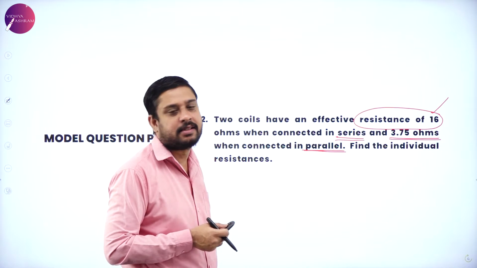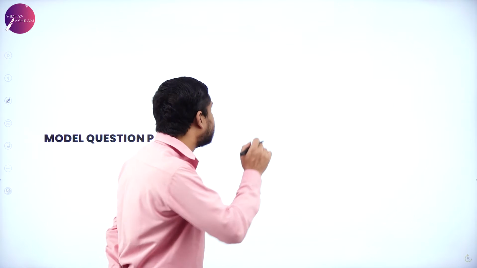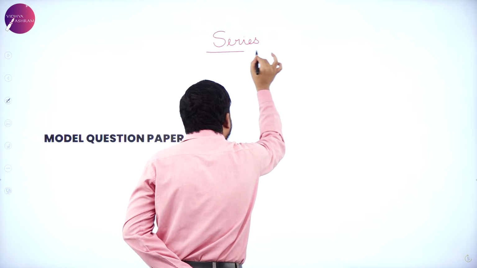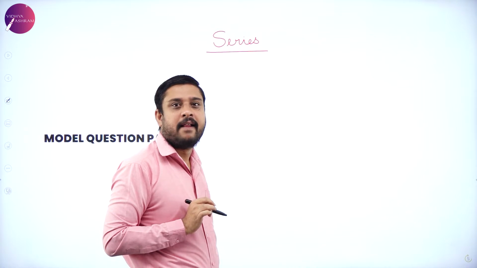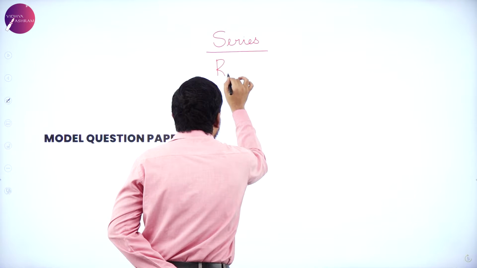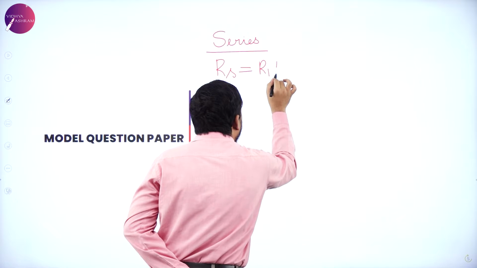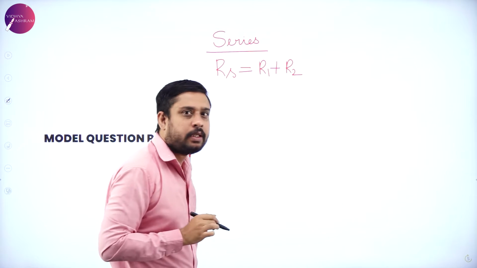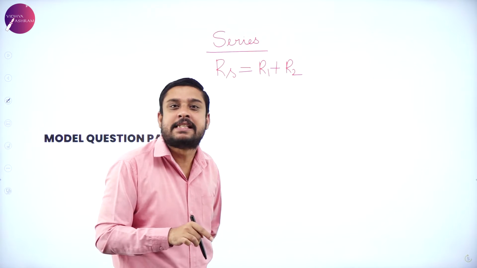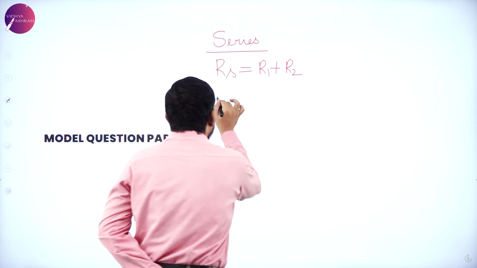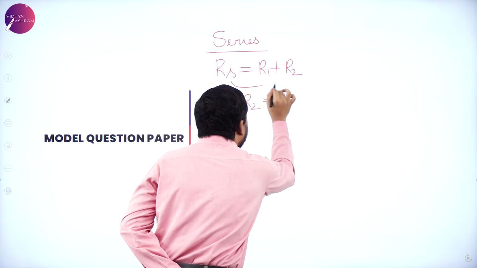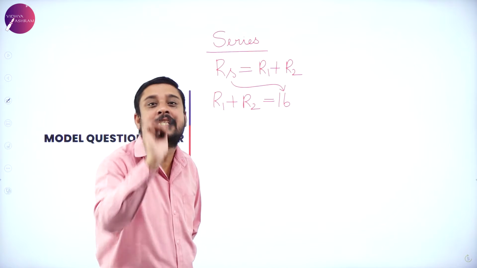I have to calculate the individual resistances. Now, first the problem says the two resistors are connected in series. So when they are connected in series, what is the effective resistance? So RS equals R1 plus R2. And according to the problem, when they are connected in series, the effective resistance is 16 ohms. So we have R1 plus R2 is 16.